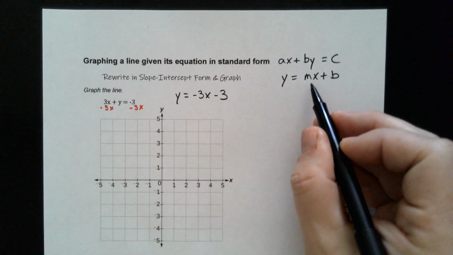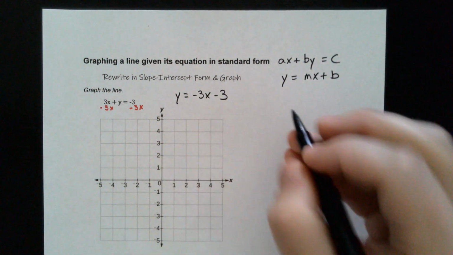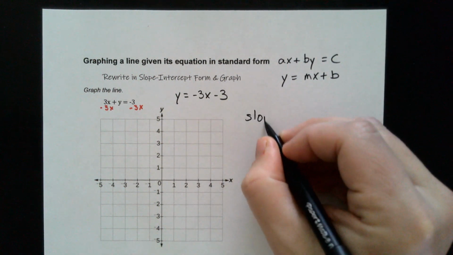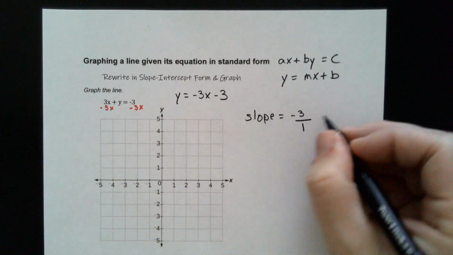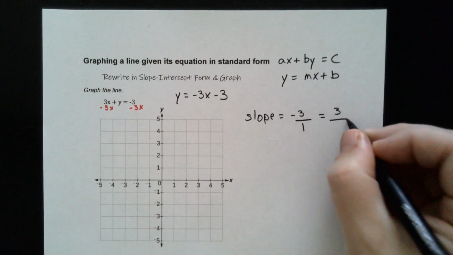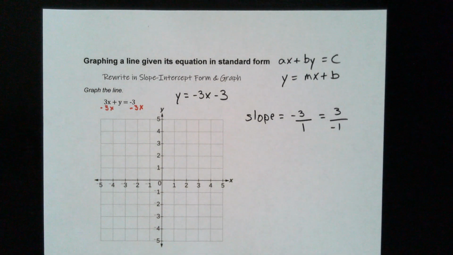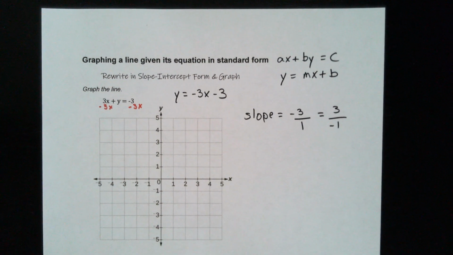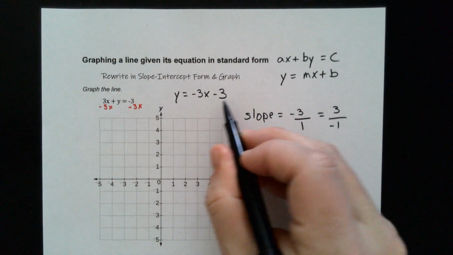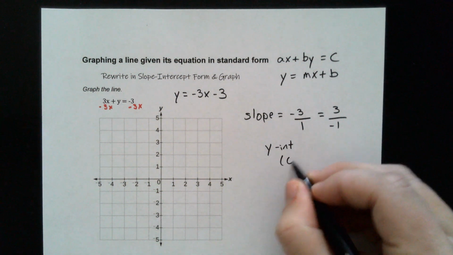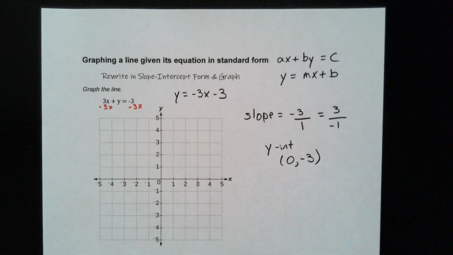Now I am in slope-intercept form. For my slope, which is the number in front of x, I have -3. So slope equals -3. I can put that over 1 as well. I can also write the slope like this and put the negative on the bottom. Those two are the same thing, and they can both be useful when you're graphing. And our y-intercept is this number, -3, so I'll write it as the point (0, -3).